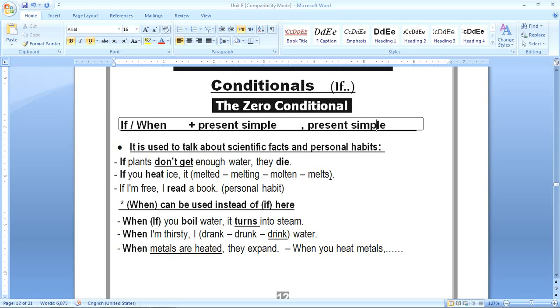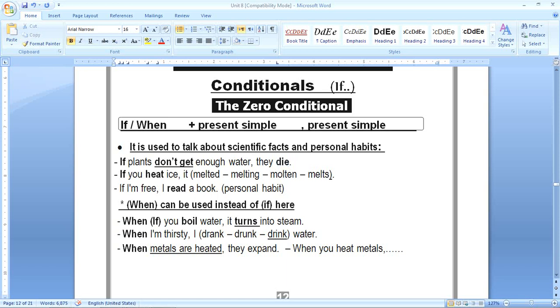We use the zero conditional in English to talk about scientific facts and personal habits. Okay, let's take some examples. You can say, for example, if plants don't get enough water, they die. You can ask yourself, what happens if plants don't get enough water? The answer will be they die.